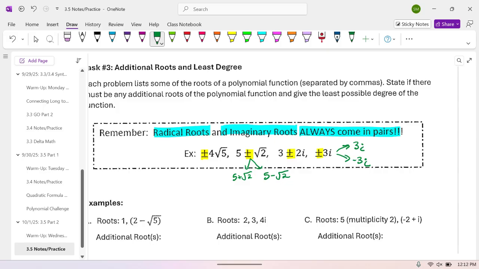All right, so what this is going to show us is they're going to give us some of the roots, and we got to make sure that all of them are represented. So again, if it has an i in it or a radical in it, so a square root symbol, we got to make sure that the positive version of it and the negative version of it is there. If it's not, we need to add it. Then we're going to figure out what the least degree is, meaning if we have these roots, what would have to be at least the lowest degree of the function? It's not the exact degree per se, because we don't account for the multiplicities yet, but it'll give us an idea.